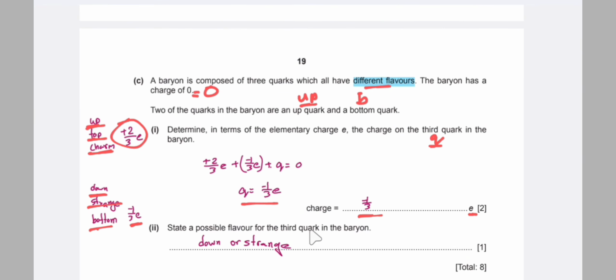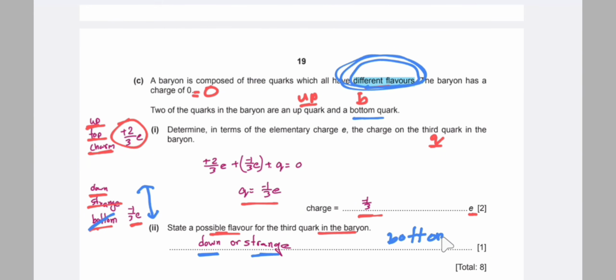State a flavor for the third quark of the baryon. So what is the flavor of the third quark? You have to remember that it is mentioned that all have different flavors. Since the charge is negative 1 by 3, it can be any of the three, but since the flavors are different and we have already used bottom, the remaining two flavors are down or strange. So you can write either of these, but you cannot write bottom, because they have different flavors.